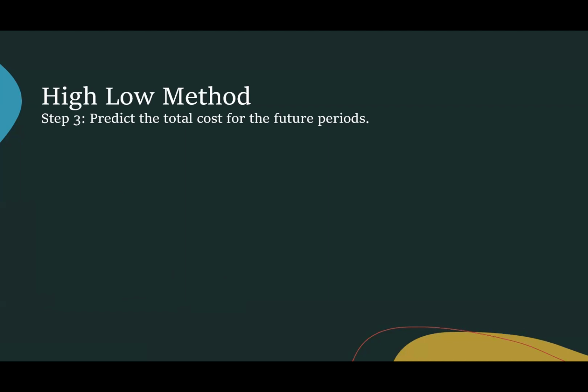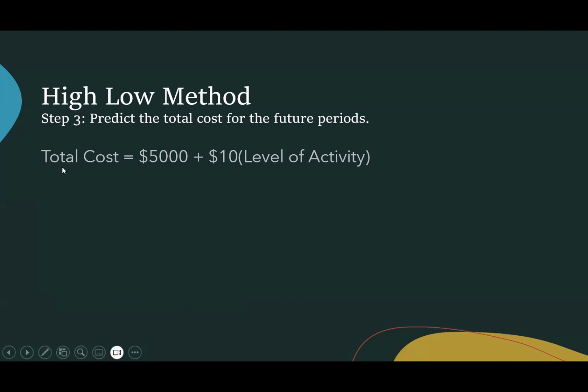Now, we can use this to predict the total cost for the future periods. So let's suppose this is going to be our equation now, that if I want to find out the total cost for, let's say, the month of April, I know that my fixed cost is 5,000, it's an approximation, and the variable cost per cake was 10.